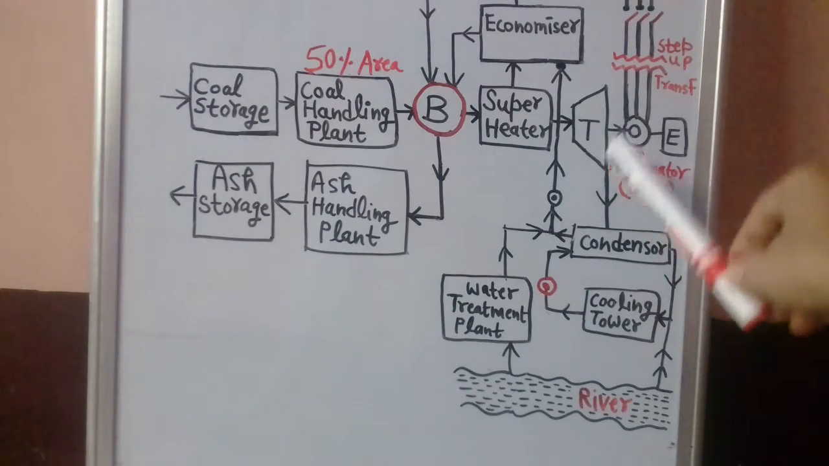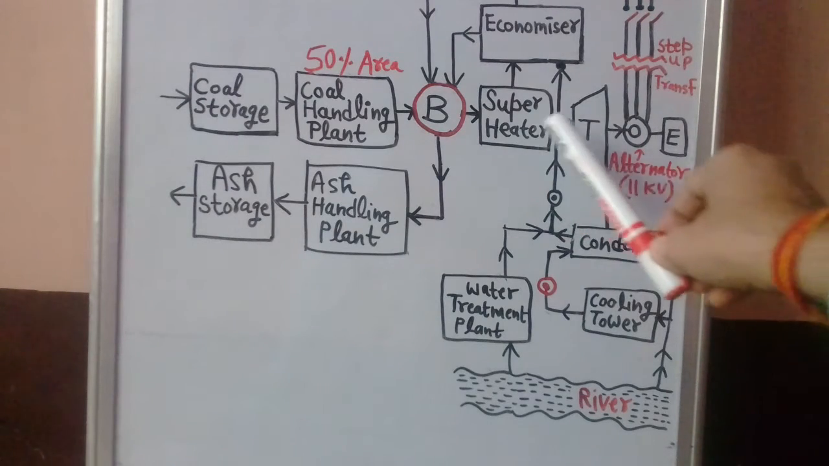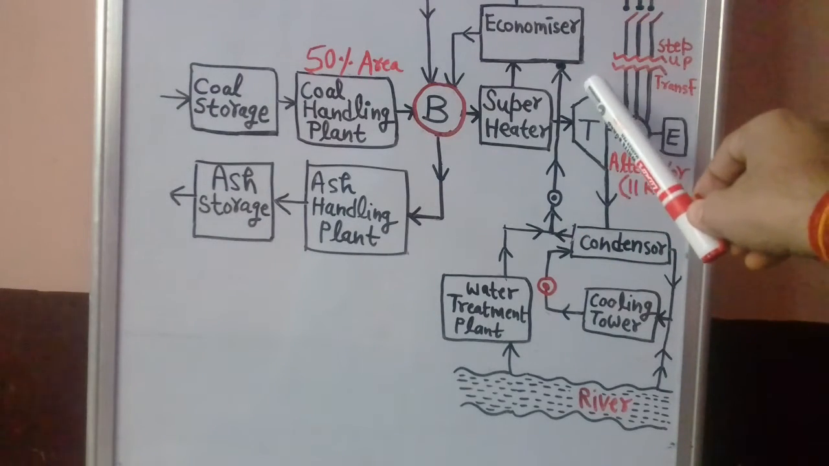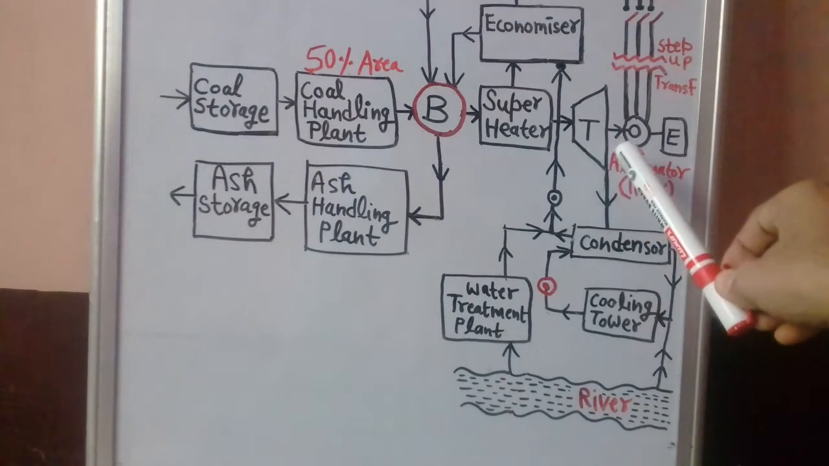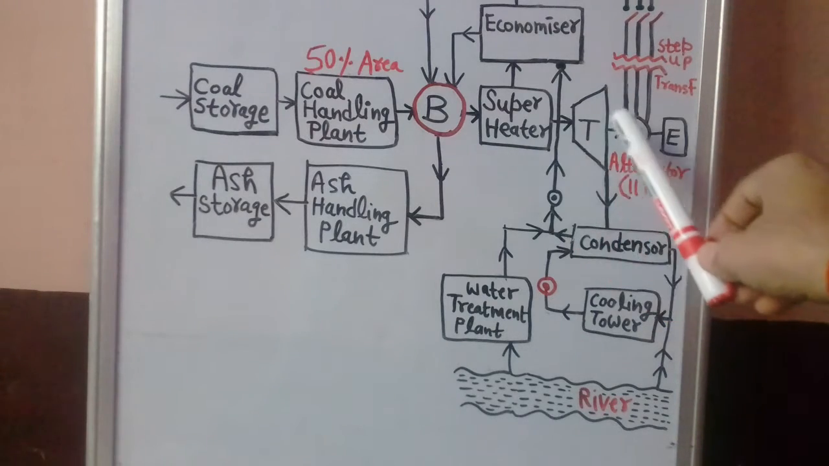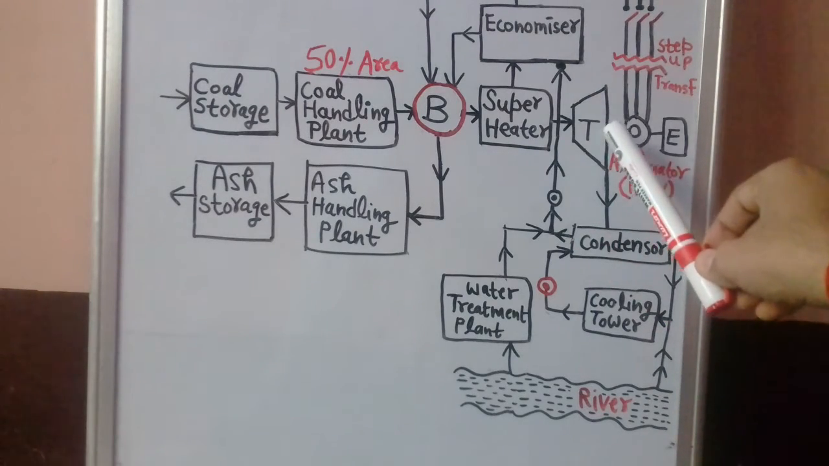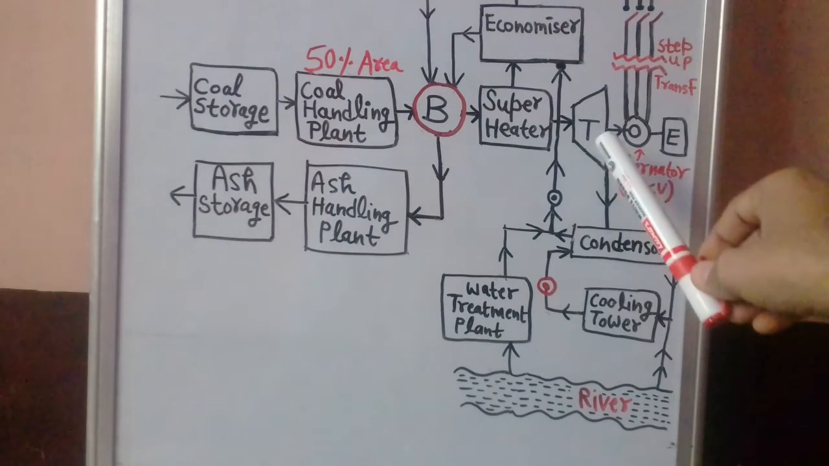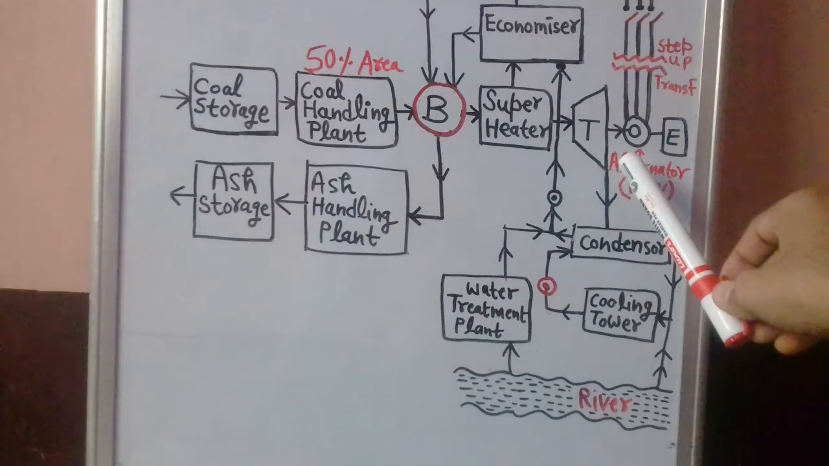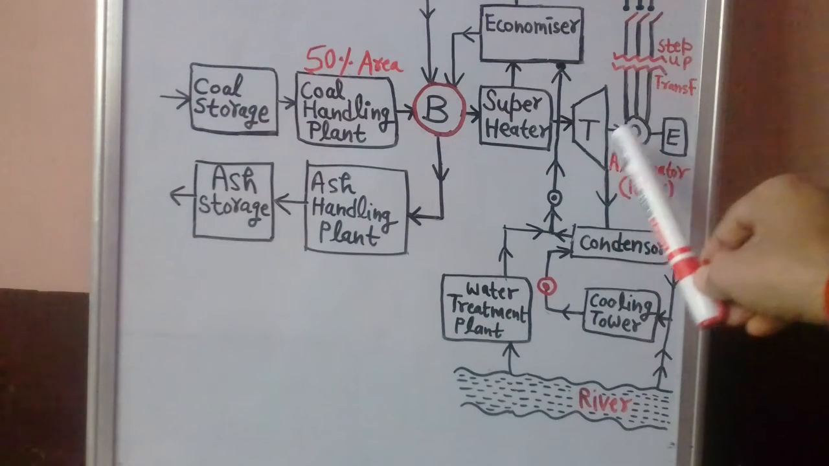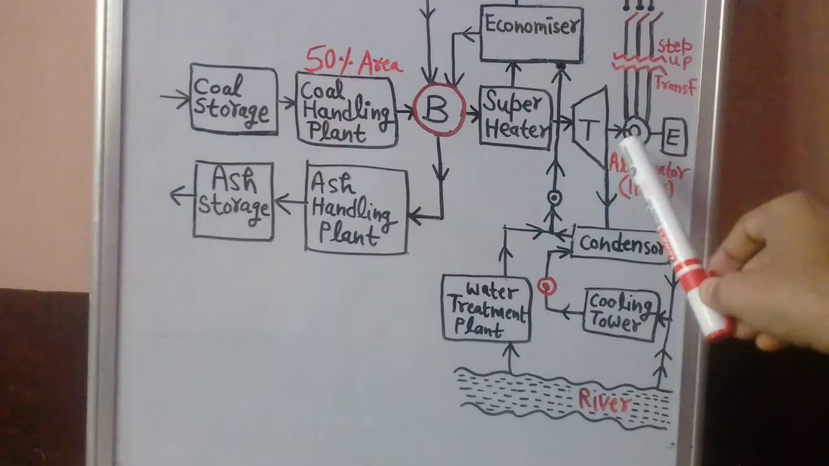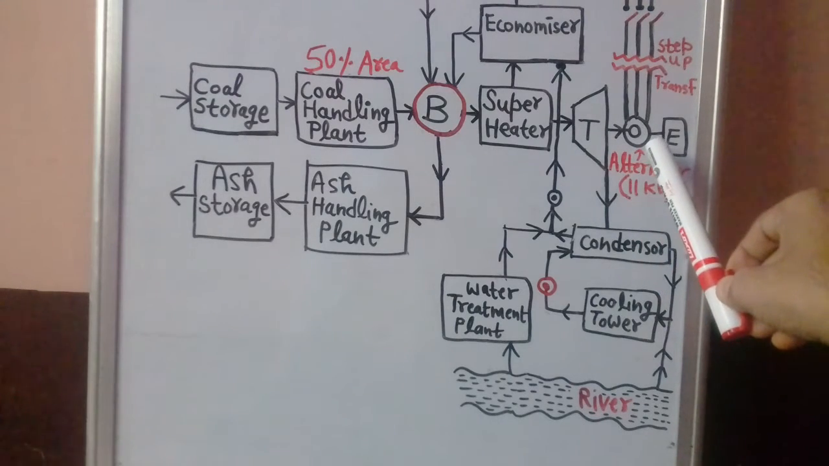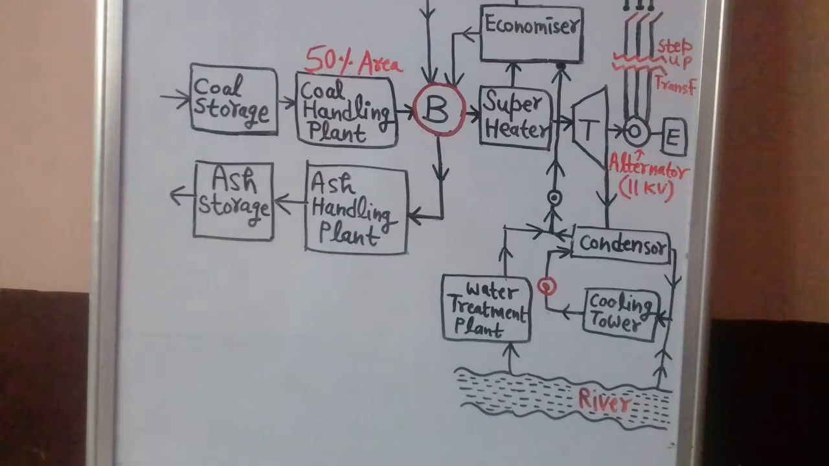The turbine blade starts rotation. That's how the steam energy gets converted into mechanical energy in the form of rotation, because the turbine blades are now rotating, right? Now this turbine is coupled to the alternator. That means mechanical energy gets converted into electrical energy by this alternator, right?